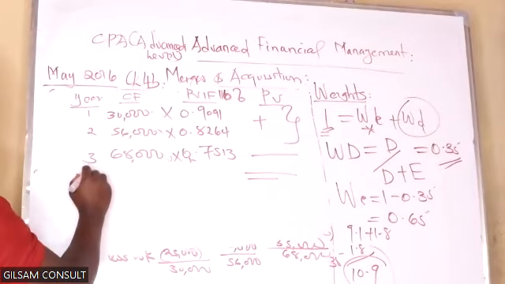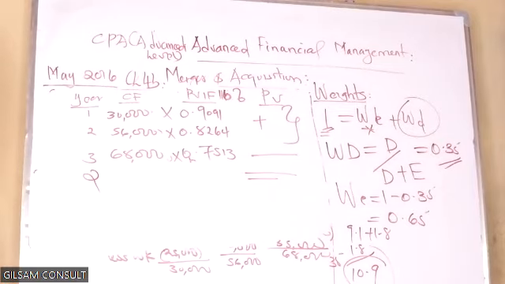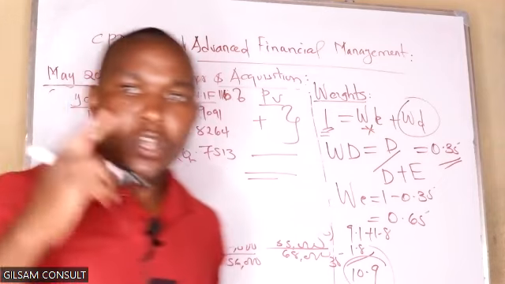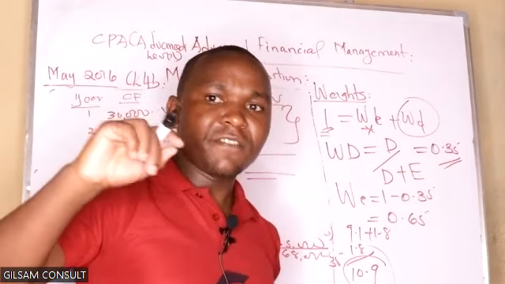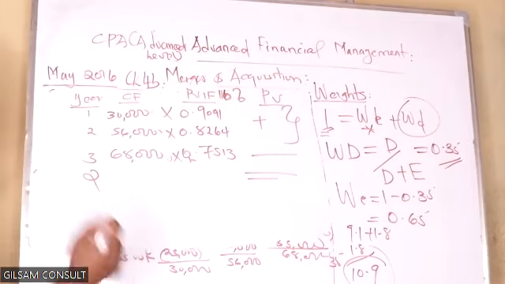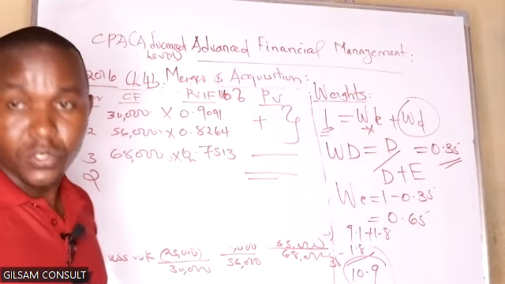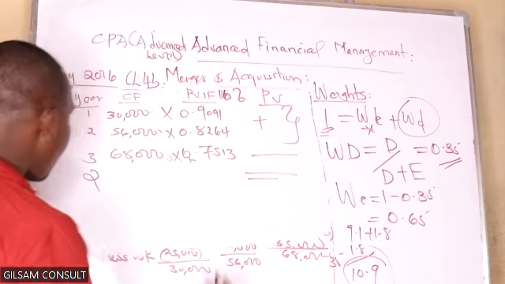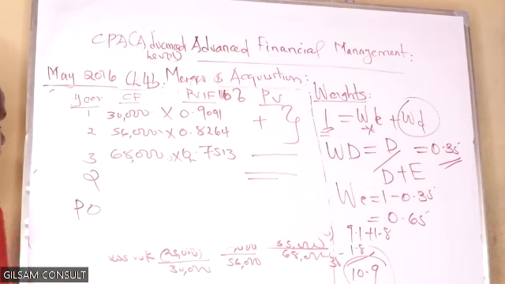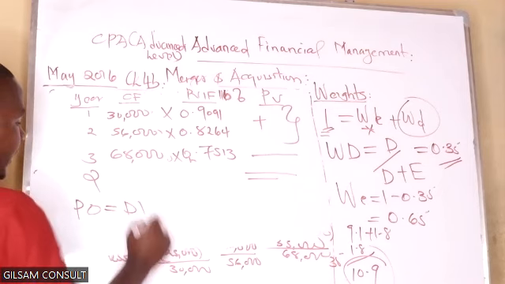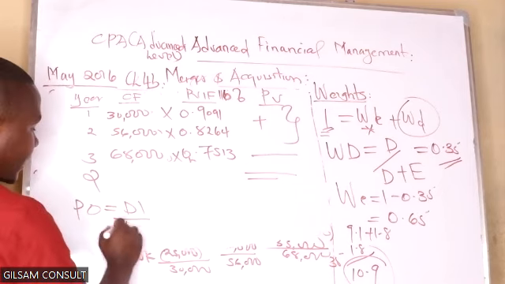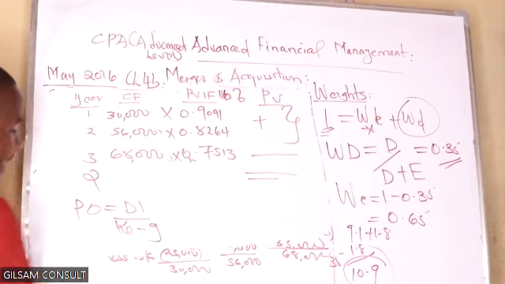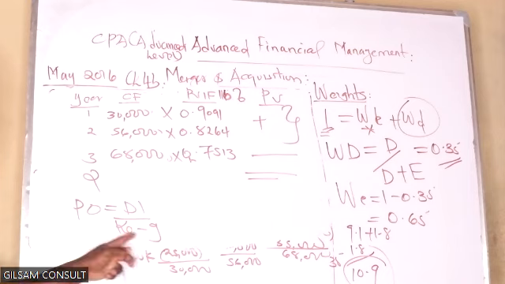So in year 4, we will have a perpetuity there. When you have the perpetuity, then you need to get what is called the PO, the present value of that company. This is the time value of money. You have done this in financial management intermediate level, where we said to get the PO, you take D1 over what? The Ke minus G. That is the Ke minus G.